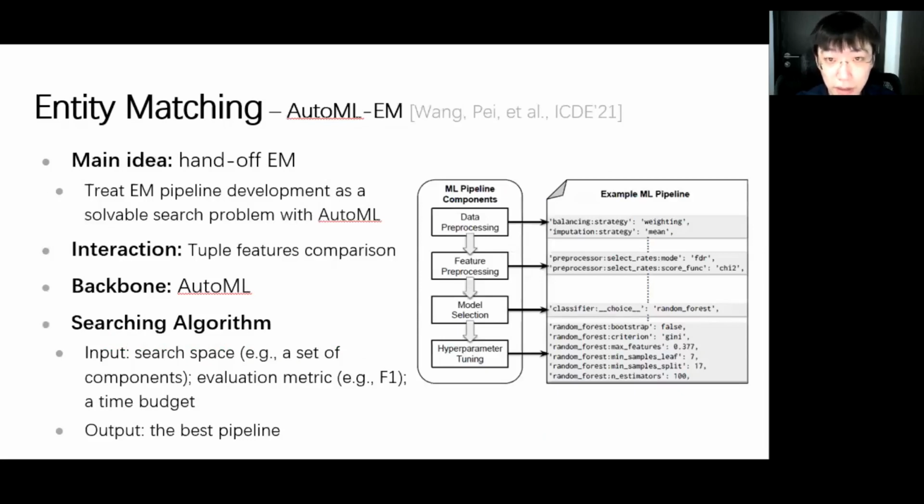Another interesting work is AutoML-EM, which aims to automatically build an EM pipeline for non-expert users. It relies on the backbone of AutoML, which takes as input a search space, for example, a set of components like data pre-processing, feature engineering, and model selection, to select an appropriate model family and also the hyperparameter settings. It also takes evaluation metrics, for example F1, and a time budget as input. It will automatically search for the best pipeline.